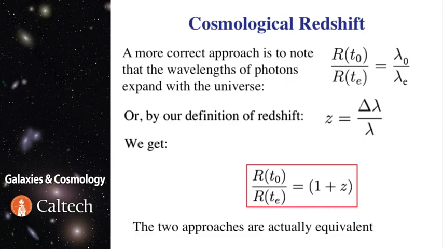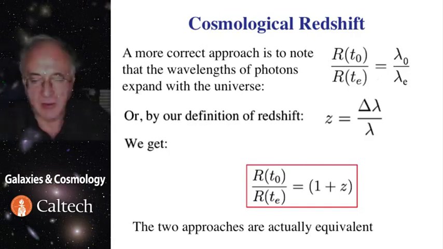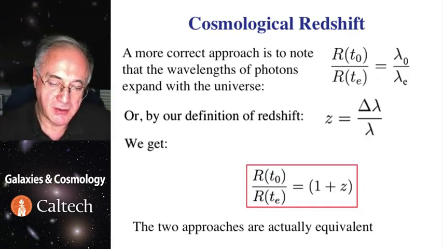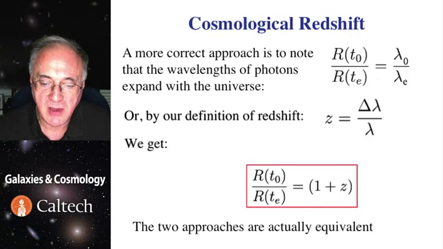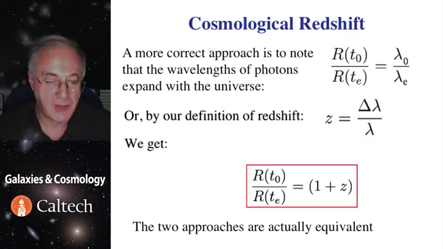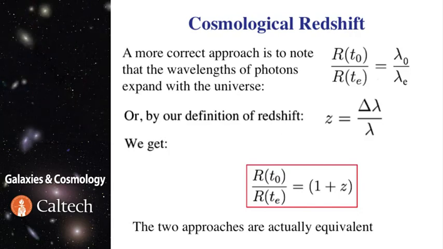If any distance stretches according to the scale factor R of t, then the wavelengths will do the same. And our definition of redshift is the change in wavelength divided by wavelength itself. So if we divide these two, we get that the ratio between the scale factor now and at some different time is 1 plus redshift. So we essentially use 1 plus redshift as the measure of cosmic expansion. This turns out to be exactly equivalent to the Doppler shift explanation, but this is probably a better way of thinking about it.